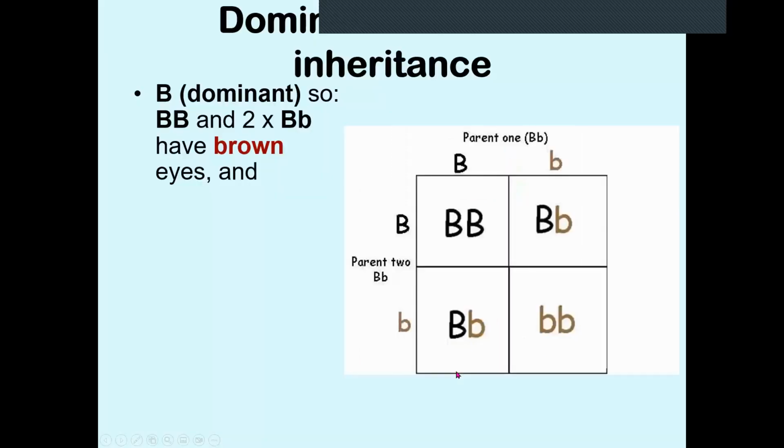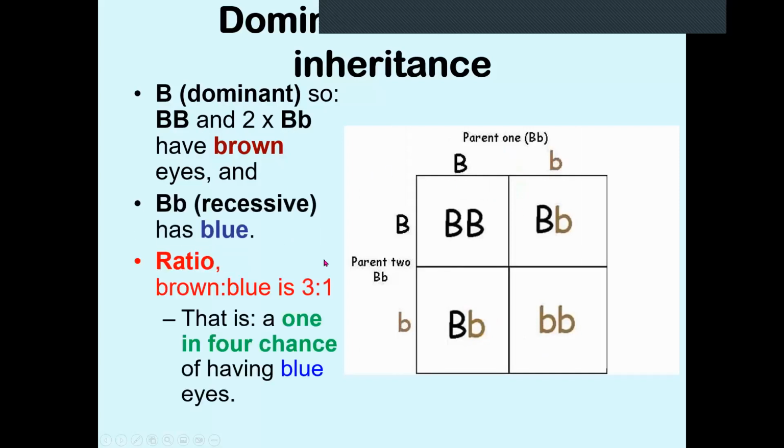So this is the same thing here. What I just said, go through it. So we have the brown, so that's 3, the blue, that one. So we have a ratio of 3:1, which means that there is 1 chance in 4 of having a blue-eyed baby, or a 3 in 4 chance of having a brown-eyed baby.